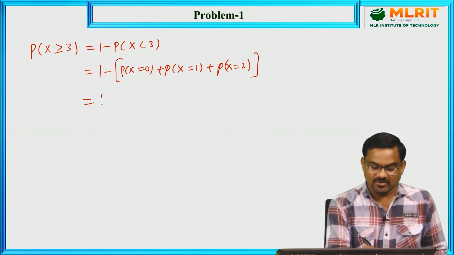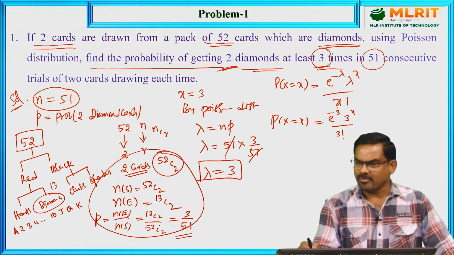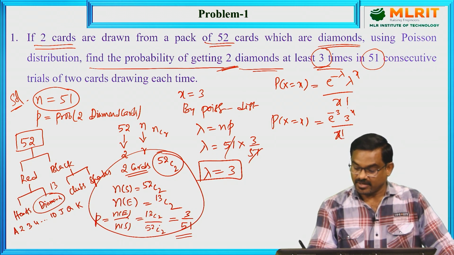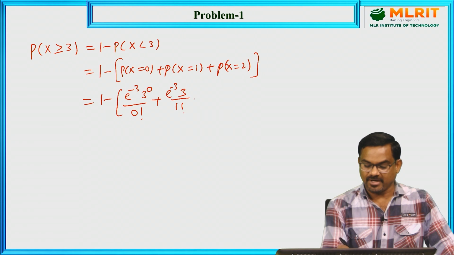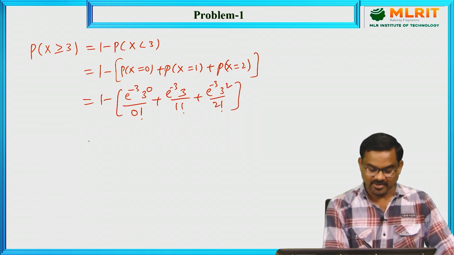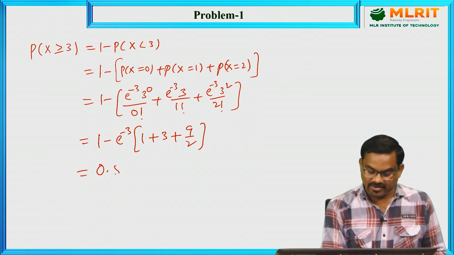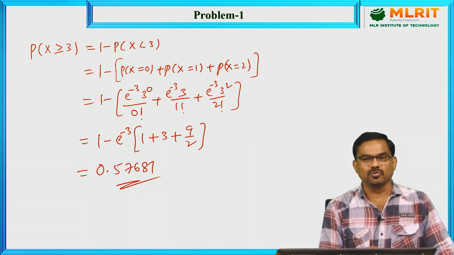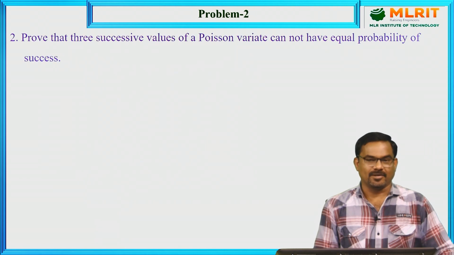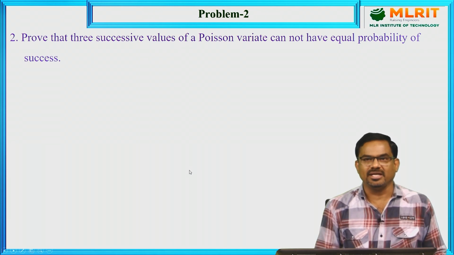So after calculating these values, here x equal to 0 means e power minus 3. Here lambda is equal to 3, e power minus 3, 3 power x by x factorial. So e power minus 3, 3 power 0 by 0 factorial, e power minus 3, 3 by 1 factorial, e power minus 3, 3 square by 2 factorial. So 1 minus e power minus 3 into 1 plus 3 plus 3 square is 9 by 2. After simplifying this, we will get 0.57681. So the probability of getting two diamond cards at least 3 times out of 51 trials is 0.57681.